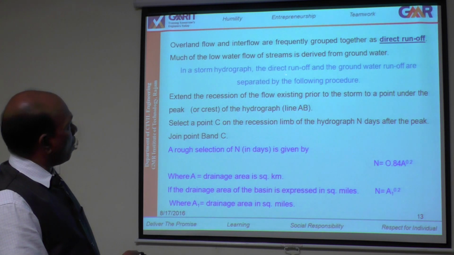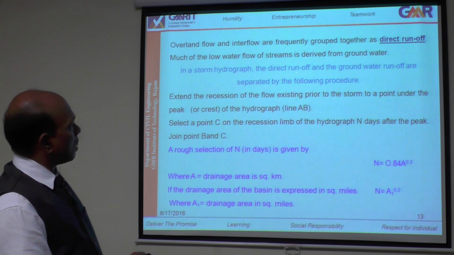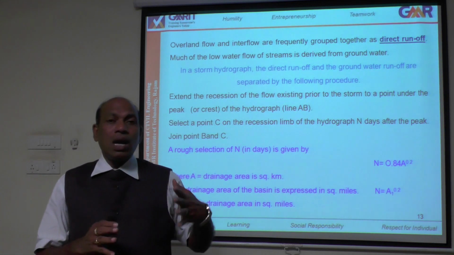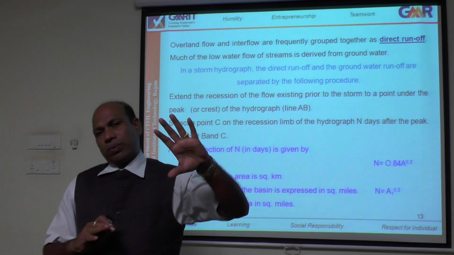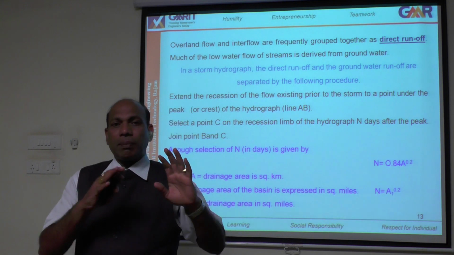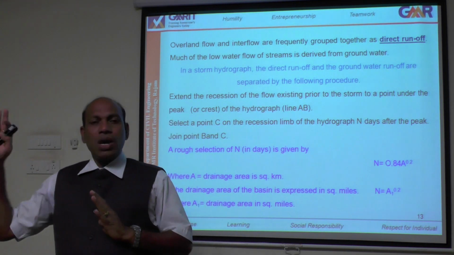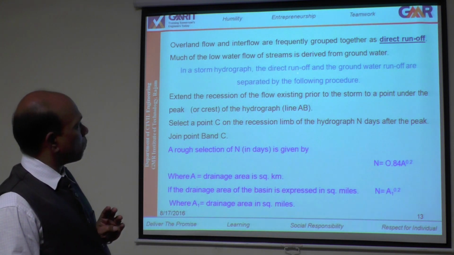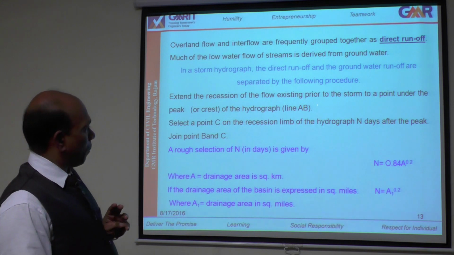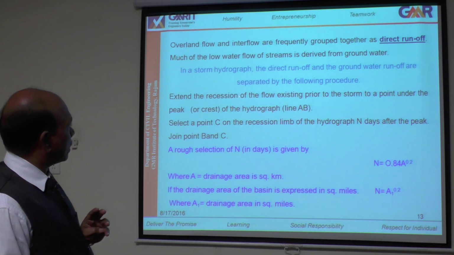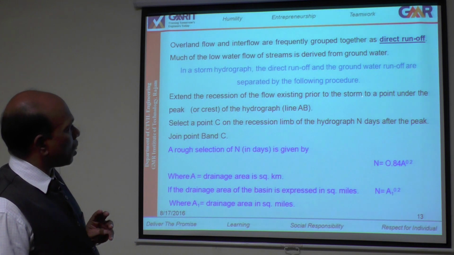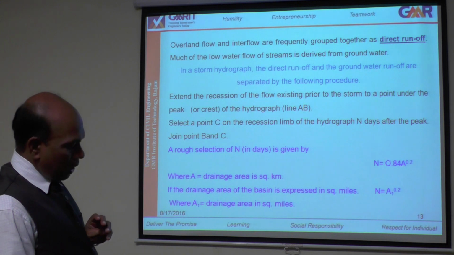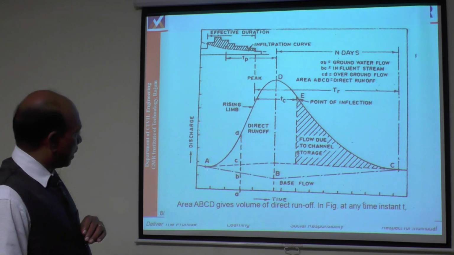Here, direct runoff is the combination of surface runoff and subsurface runoff. How do we separate the direct runoff from the groundwater flow? This is also one of the important parameters for the analysis of the unit hydrograph. How do we separate the base flow from the direct runoff? This is the procedure. First, extend the recession of the flow existing prior to the storm to a point under the peak of the hydrograph, line AB. Here you see the diagram. This is the point A.